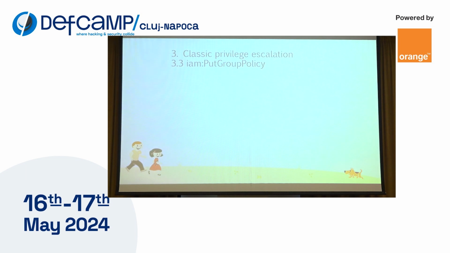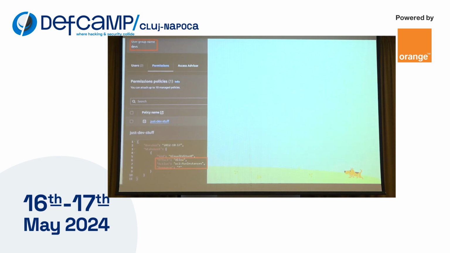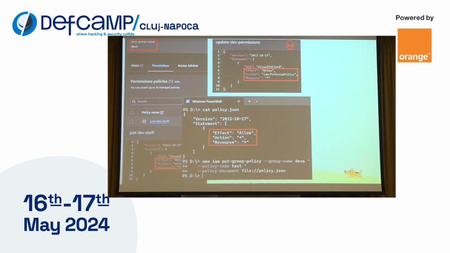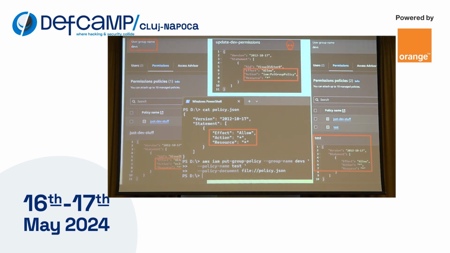Another example is put group policy, which will allow you to add a policy to a group. So let's say we compromised a user that is part of this group, devs. The permissions on this group are not relevant, but we have this permission, put group policy. So we have this policy that basically allows any action over any resource. And then we just put this policy on the group devs. And after we do that, the policy will be on the group, and since we are inside that group, we will benefit from the permissions attached to the group.